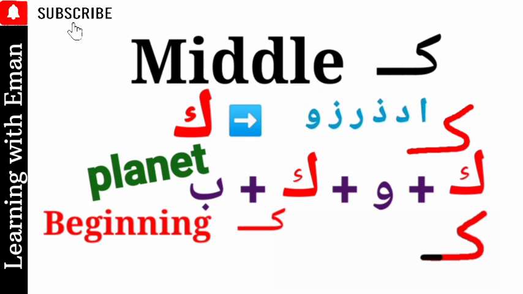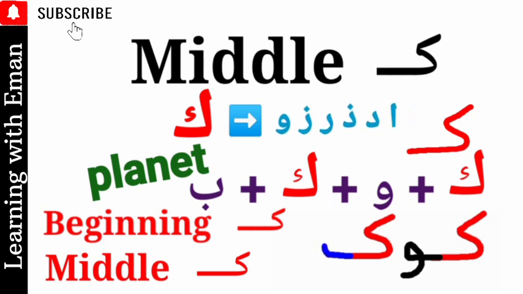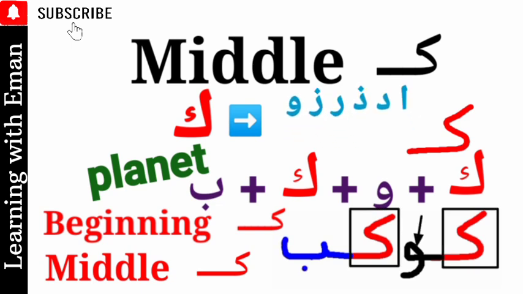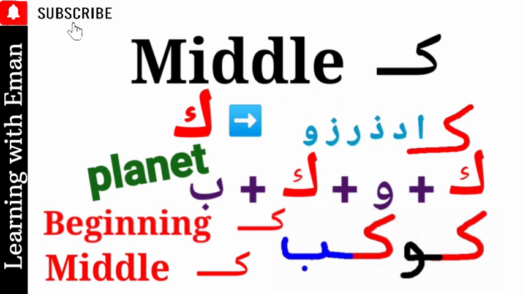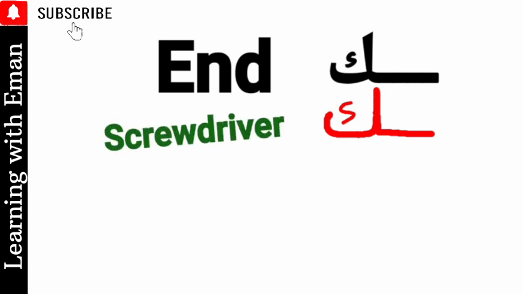ك و ك بي كوكب. Here is how to write the end form. Like مفك means screwdriver.